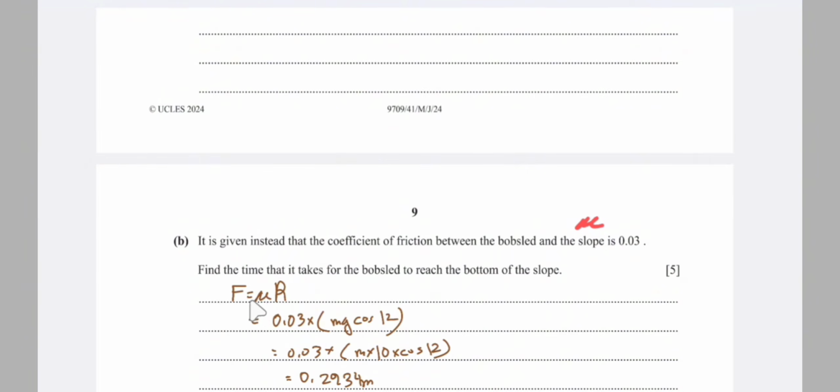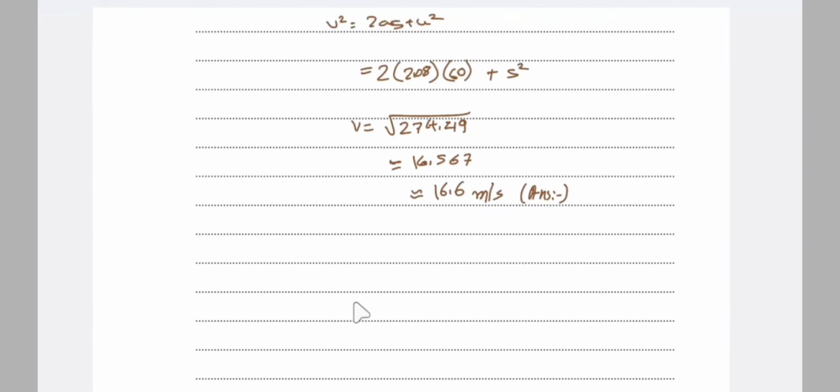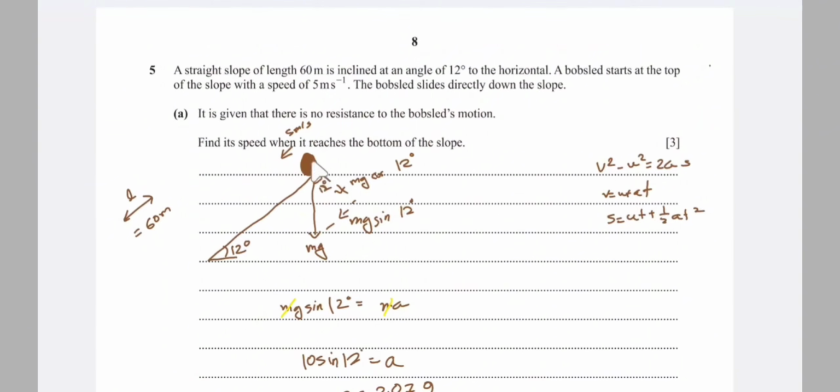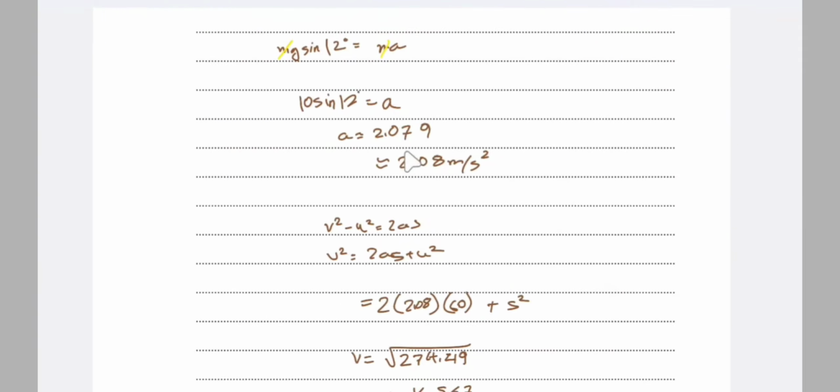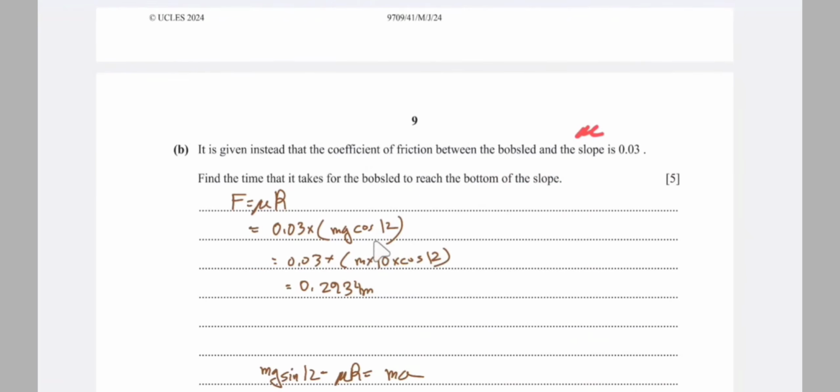So first of all, what is the frictional force? Frictional force is equal to mu R, so we can substitute the value of mu in this equation. And what is the value of R? R is the normal reaction force. The vertical component of weight is acting downward, so R is acting vertically upward. So R is equal to mg cos 12, and there are no other vertical forces. So R is equal to mg cos 12, that is mg cos 12 into 0.03. So we get the frictional force.